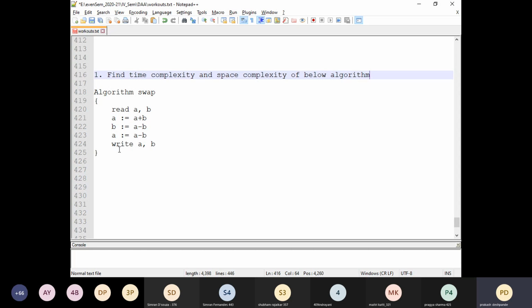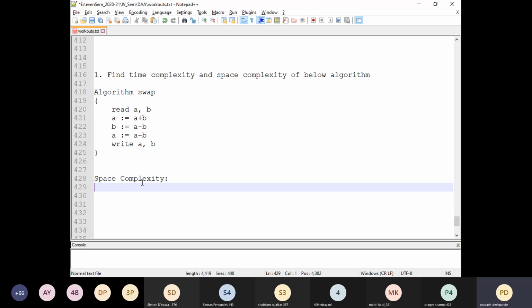This algorithm is for swapping the values of two variables. First, let us find the space complexity, which is very simple. Now, what is space complexity? We need to find the memory occupied by these variables. Now tell me how many variables are there and what are their data types?